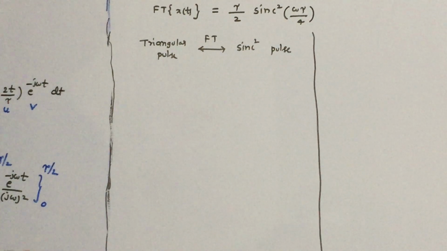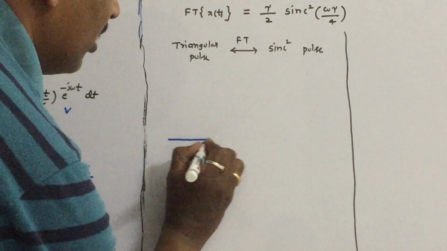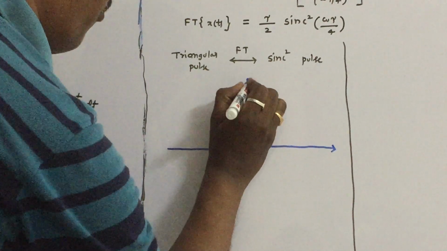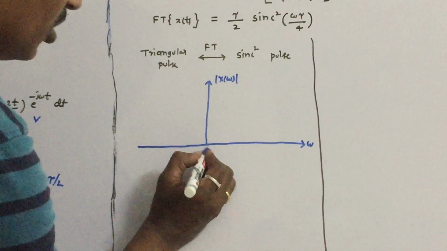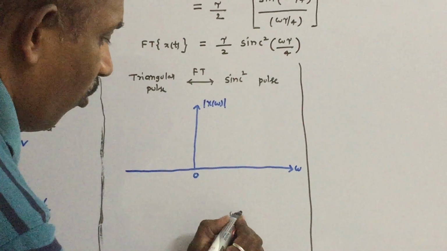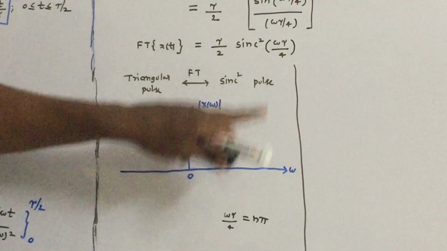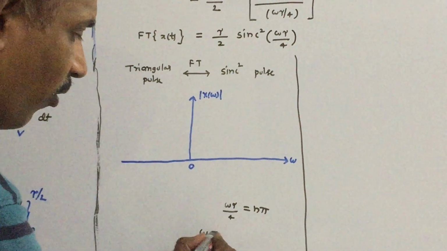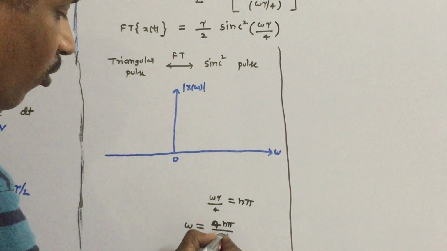So therefore what you have to write, so just what is sine square, how to draw this waveform, sine square waveform. So this axis is magnitude of x of omega. The previous one also changed to magnitude of x of omega for rectangular pulse. So where this sine will be 0, omega tau by 4 is equal to n pi, because sin n pi is always 0. If you substitute omega tau by 4 is equal to n pi, it will become 0 at those values of omega. So therefore omega is equal to 4 n pi by tau.